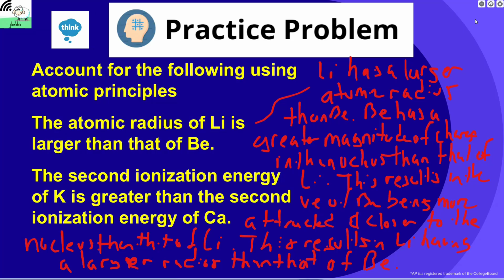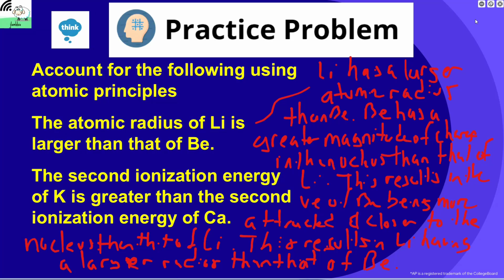Lithium has a larger atomic radius than that of Be. Be has a greater magnitude of charge in the nucleus than that of Li. This results in the valence electrons of Be being more attracted and closer to the nucleus than that of Li. This results in Li having a larger radius than that of Be.